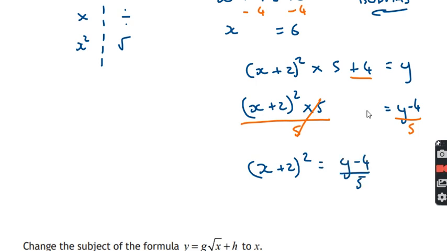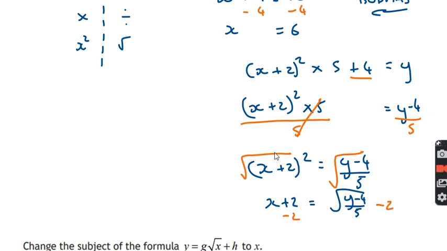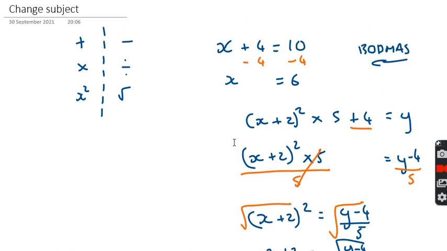I would then like to get rid of the squared sign. So what's the opposite of a square? It's a square root. So I have to square root both sides. And now these two will cancel out. So I'm then left with x plus 2 is equal to the square root of y take away 4 divided by 5. Apologies for the mess. And then finally, get rid of plus 2. I need to take away 2. So when you're doing this, remember, do the opposite undoes something.